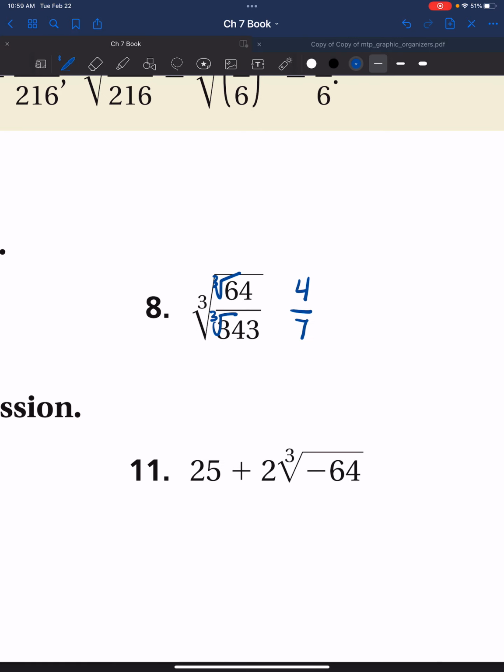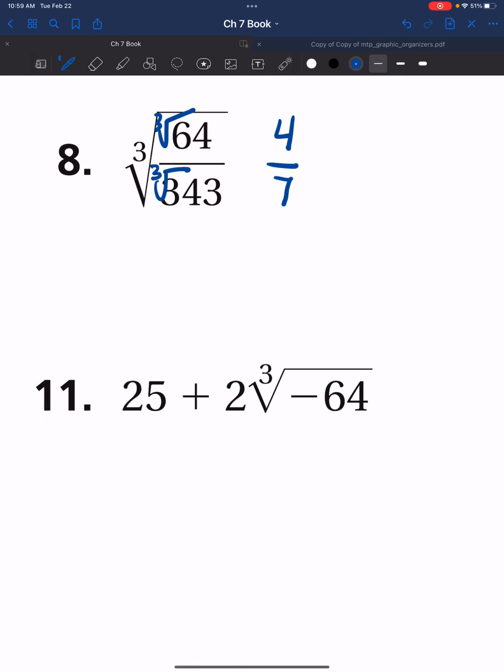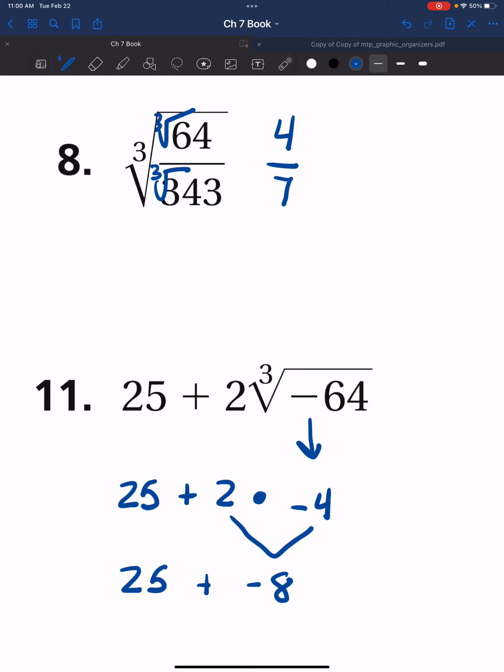The cube root of negative 64. We just did that one too. It's 4, but now it's going to be negative 4. Now, I rewrite it. Don't get lazy. I got 25 plus 2 times negative 4. So negative 8. Those two things make negative 8. And so I've got 25 plus negative 8.